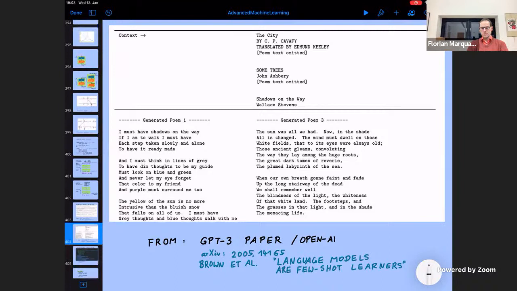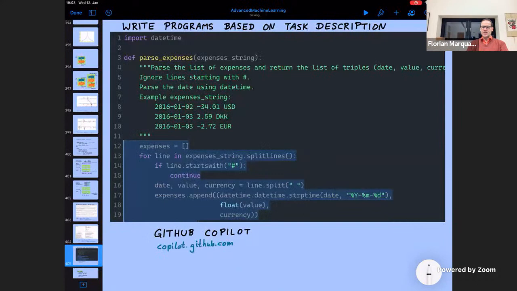And so by now this has spread everywhere. And one thing that people are using this for nowadays is program generation. So if you put programs on GitHub, you can sign up for a project that's called the GitHub Copilot. And what this does for you is you start writing a program and then you write a comment that describes what you think this routine should do.